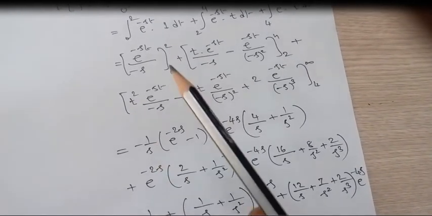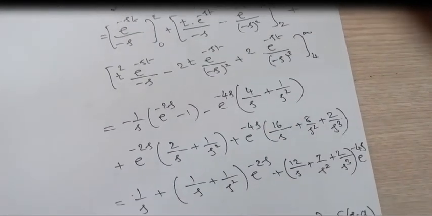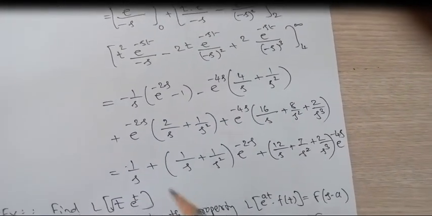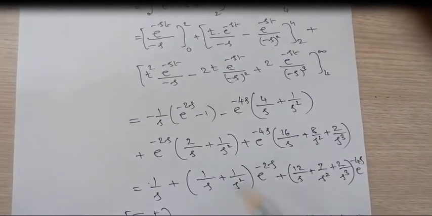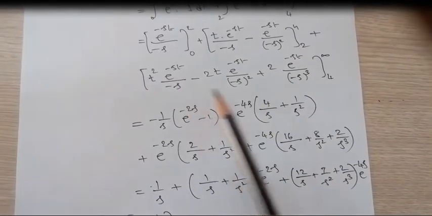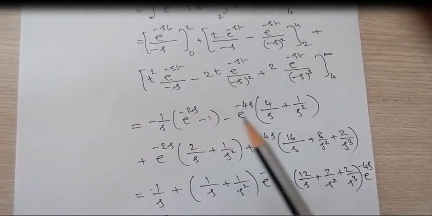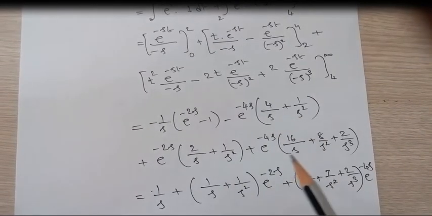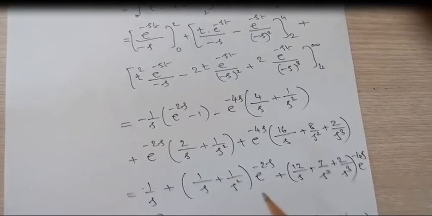Minus 1 by s, 0 to 2, 2 to 4 and 4 to infinity, right? And simplifying, we get this. You can go through all the substitutions: upper limit minus lower limit, upper limit minus lower limit, upper limit minus lower limit, upper limit minus lower limit. Simplifying, we have this.